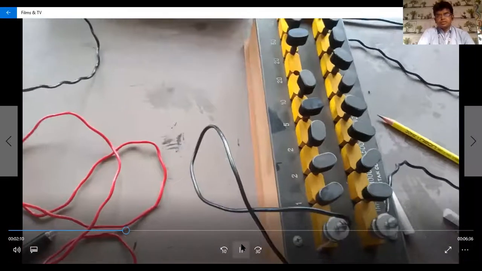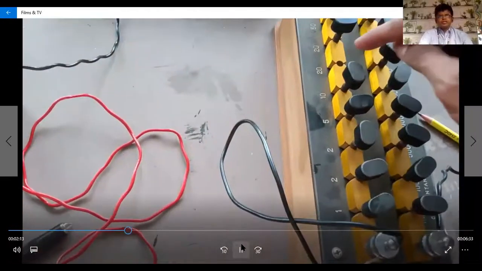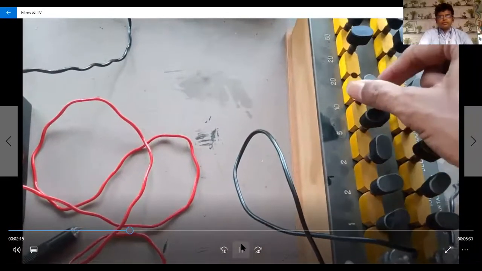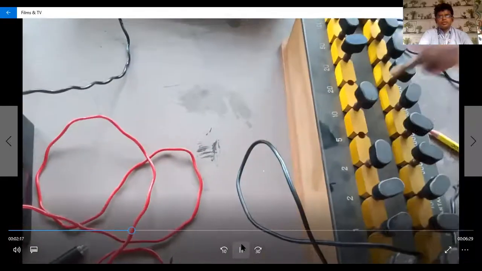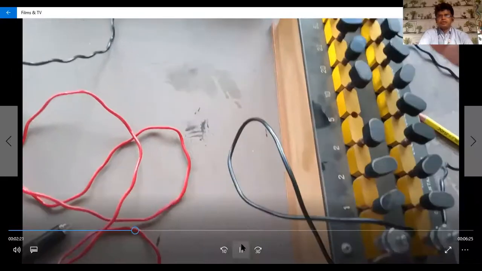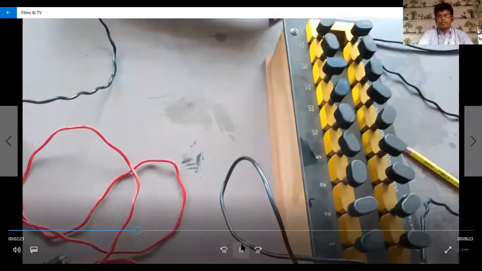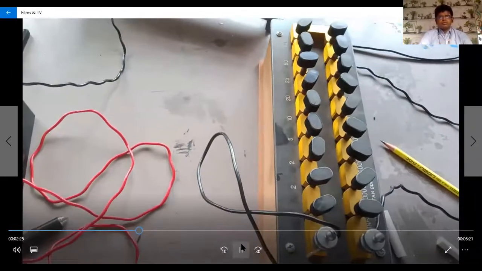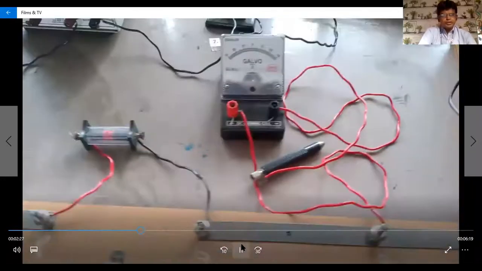Okay. Now suppose you pass 25. So 5 ohms more you open. So it is 20 plus 5, which is 25. So this is a very easy method of passing the non-R value. Now the next step.